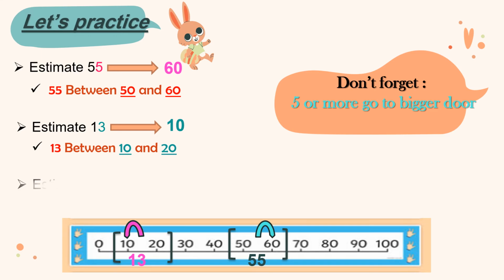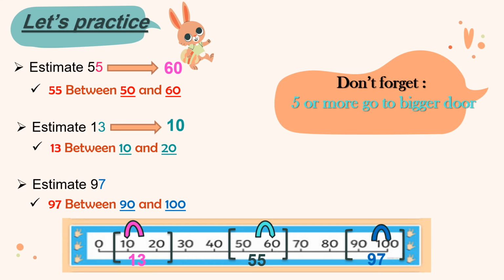Another one, estimate 97. 97 is between what and what? Look at the number line. 97 is between 90 and 100. Look at ones. 5 or more, go to the next door. Here we have 7. 7 is more than 5. So we will go to the next door. It will be 100.